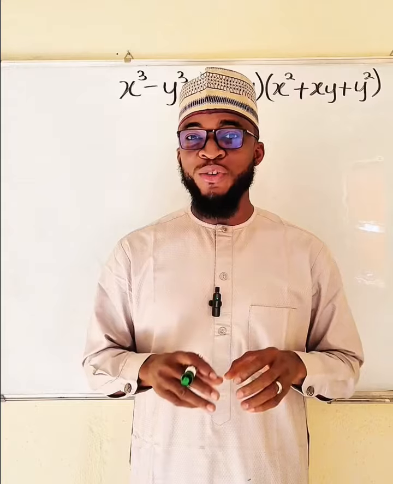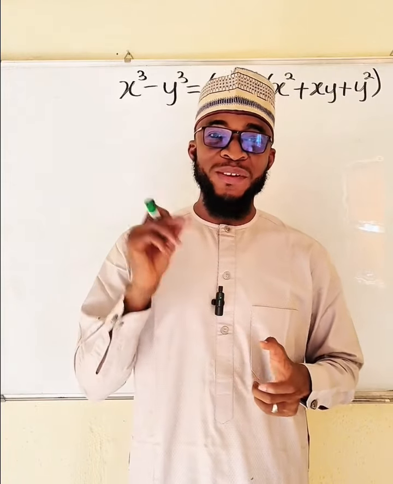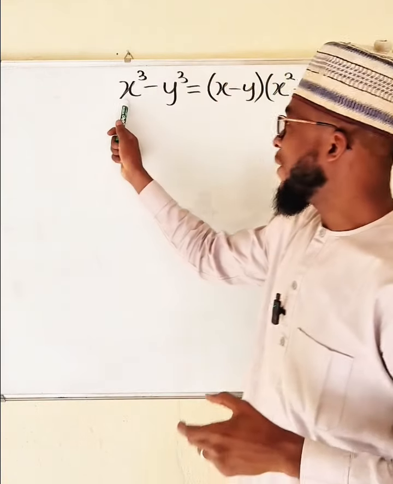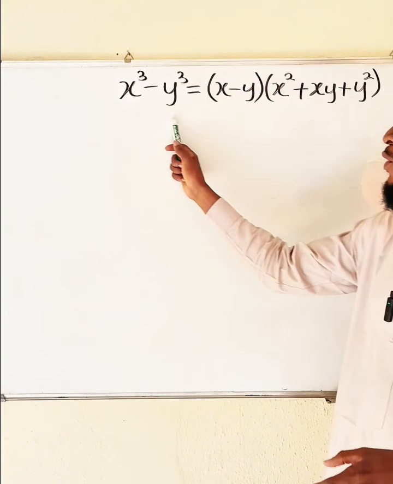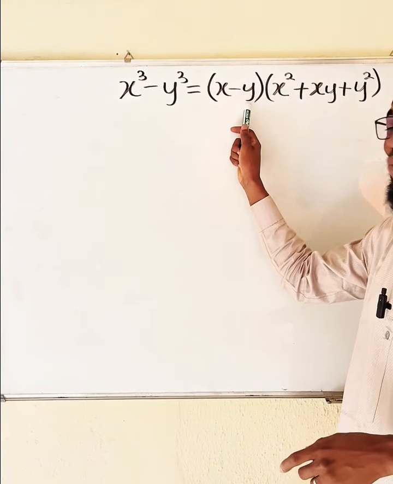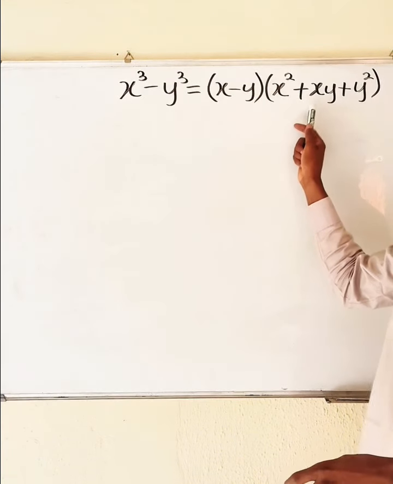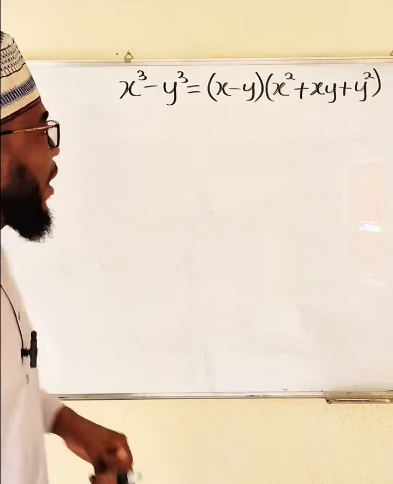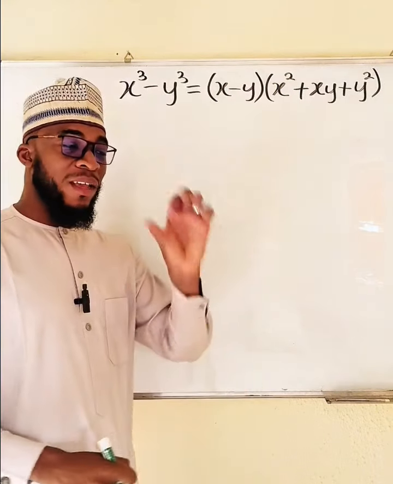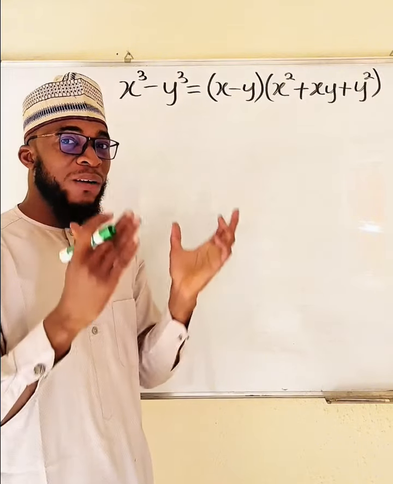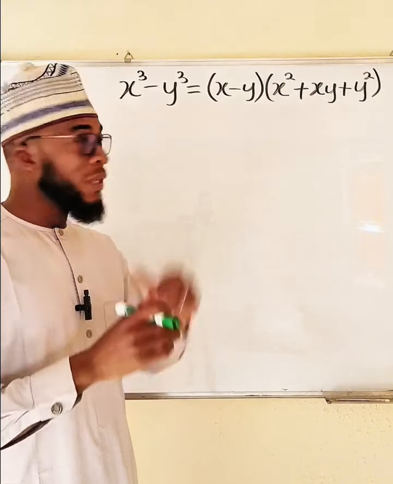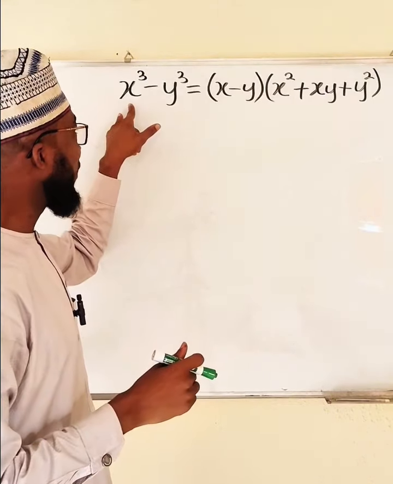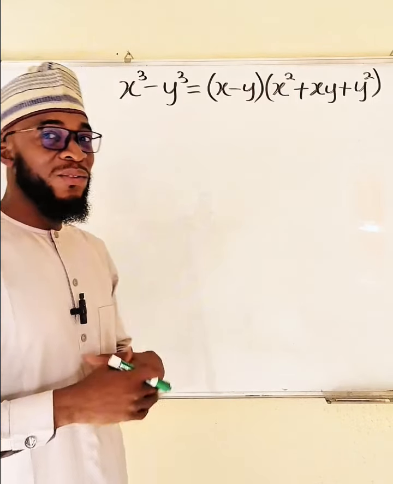So today we are going to look at the difference of two cubes. x cubed minus y cubed equals x minus y multiplied by x squared plus xy plus y squared. So let's get started. I know that if I take x minus y to the power of 3, I shall obtain two terms that correspond to x cubed minus y cubed.